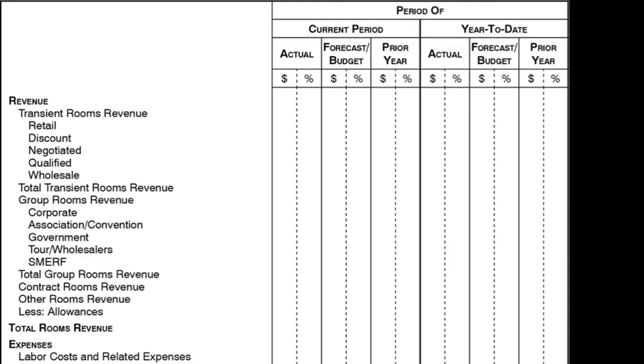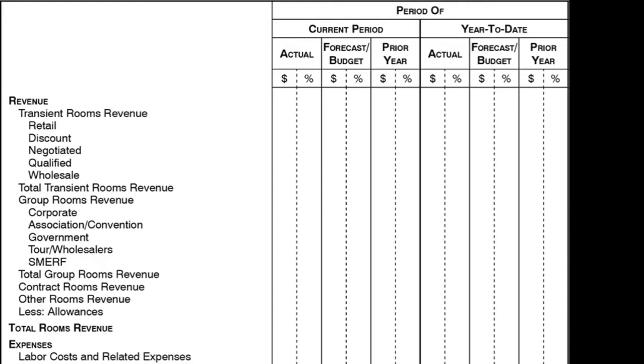Then the second category is group rooms revenue, where they divide into corporate, association, government, tour, wholesale, and SMERF, which stands for social, military, educational, religious, or fraternal organizations, or other types of groups. And then you have contract rooms revenue, other room revenue, and lastly the allowances.